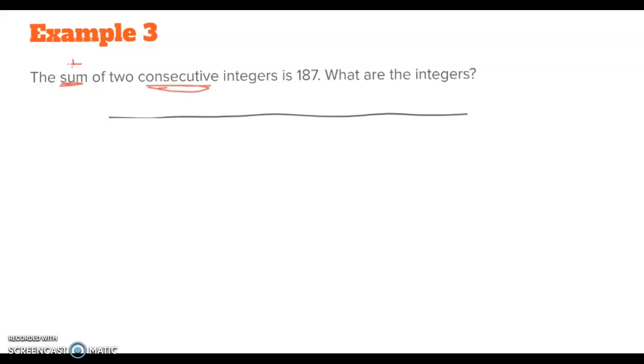So if I have a number line here and I'm looking at all these numbers on the number line, it tells me it's an integer, which means I know it's not going to be one of the numbers in between here. It's going to be a whole number. The sum of two consecutive integers is 187.